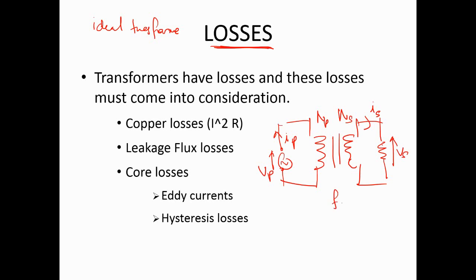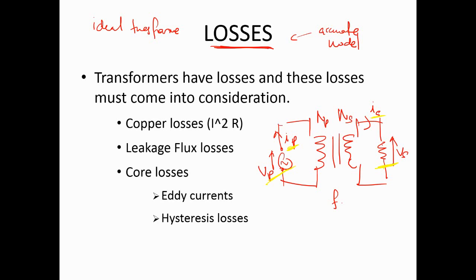We can see that there are no losses whatsoever. So the power that has been transmitted by VP and IP is all captured by IS and VS, so that there are no losses. But in reality, the more accurate model would need an integration of losses. If you want to create a more accurate model of the calculation in a transformer, we have to integrate losses.